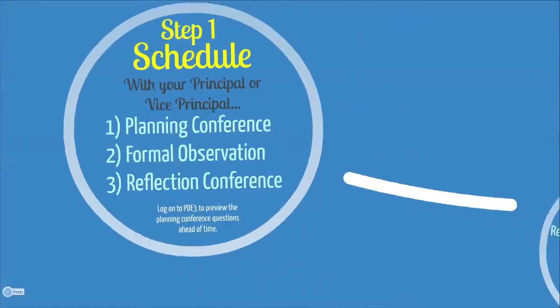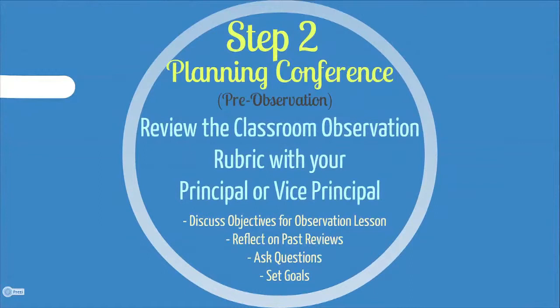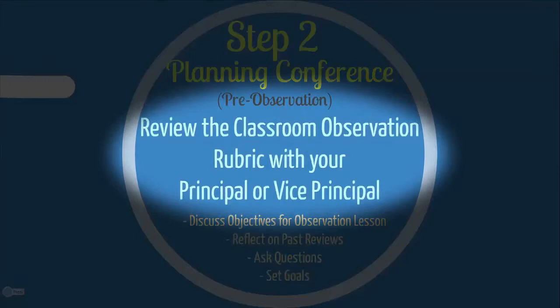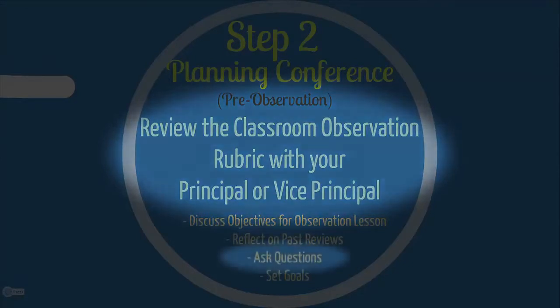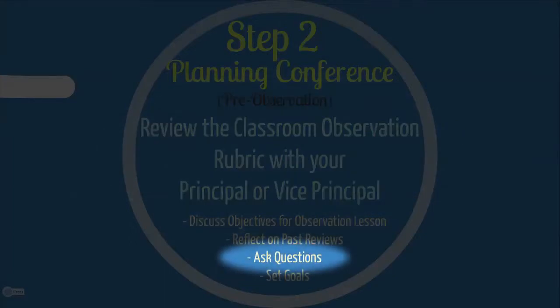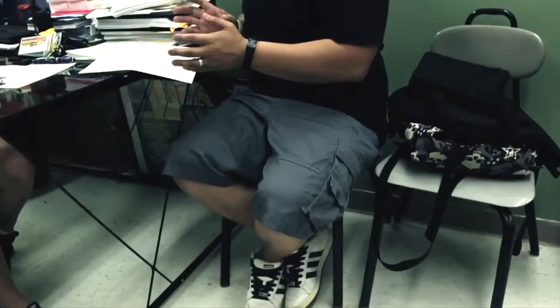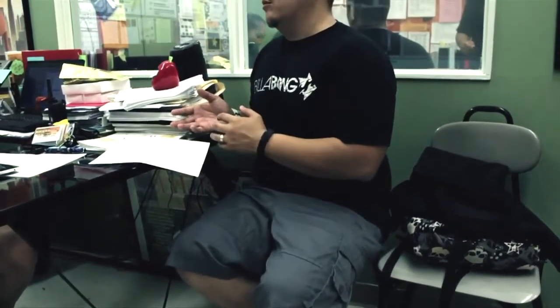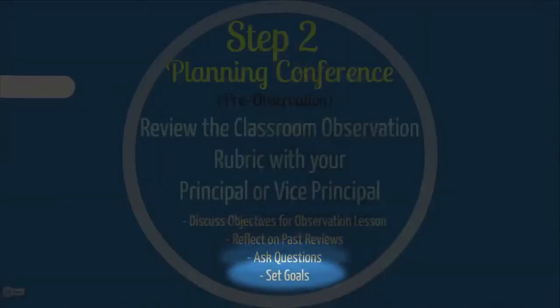Step 2 is the planning conference. It's also called a pre-observation. During the planning conference, you and your observer should do the following. Make sure to review the components of Hawaii's classroom observation rubric with your principal or vice principal. Ask any questions as they relate to your planned lesson and to the observation rubric. If you did the interview protocol for planning conference, discuss any responses to any questions from that section. Share any goals for the lesson that you have planned on your observation day with your principal or vice principal.